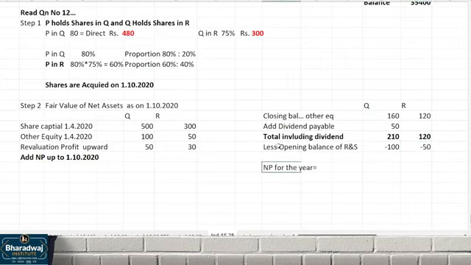Net profit for the year including dividend. What is the net profit? 110 and what? 70. In this, net profit up to 1/10/2020 will be 110 into 6 by 12. 110 into 6 by 12, 55. The other one, 70 into 6 by 12.